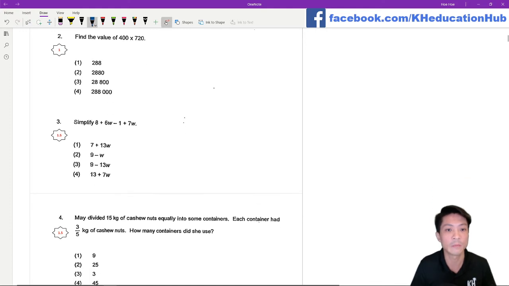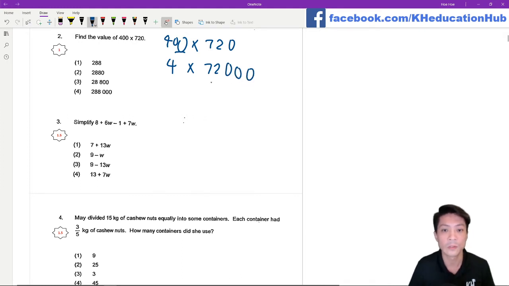Find the value of 400 multiplied by 720. So in this case, it will be 400 times 720. I'm going to move these two zeros to the other side, so it becomes 4 times 7200. So what I need to focus on is basically the 72 times 4, which will give me 288. Add in the 3 zeros behind, and the answer is number 4.